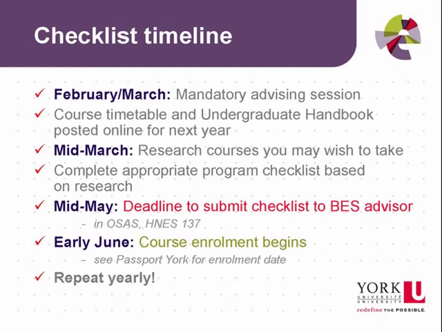Between mid-March and mid-May, you'll need to submit your completed checklist to the BES Program Advisor, located in the Office of Student and Academic Services, or OSAS for short, in the HNES building, room 137. Once the form has been reviewed and approved by the program advisor, you may be able to enroll in courses when your registration date becomes available. Access dates begin in early June. You can log into your Passport York account to look up your personal registration access date.